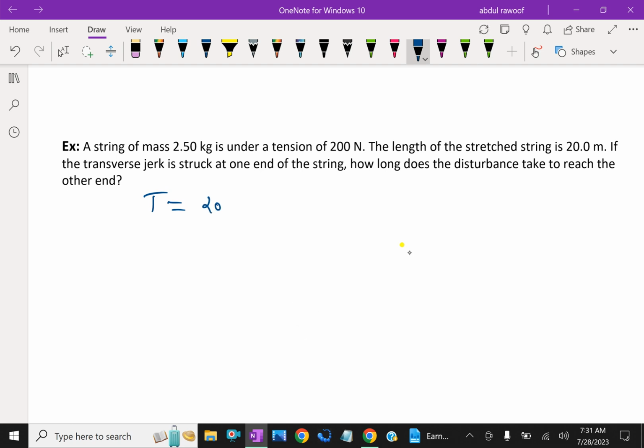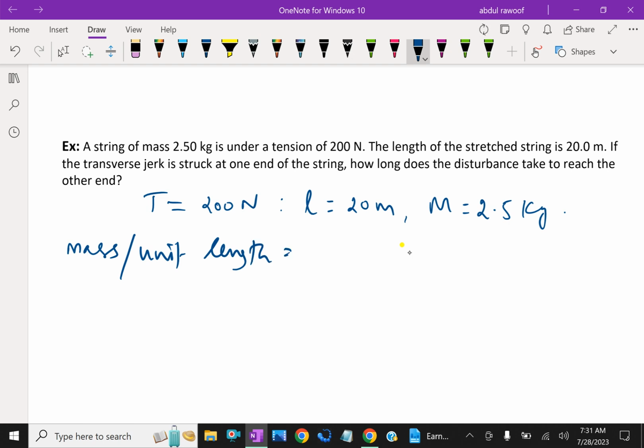200 Newton. Length of the string, stretch length of the string is 20 meter. Mass M equal 2.5 kg. Then mass per unit length of the string, mass per unit length is mass 2.5 over length 20, which gives 0.125 kg per meter.